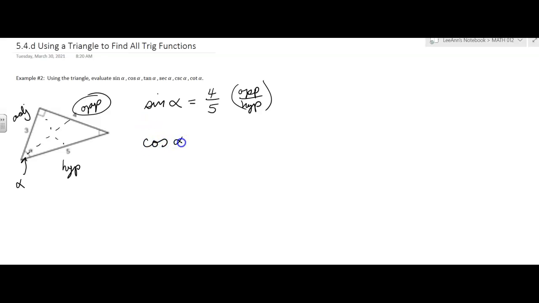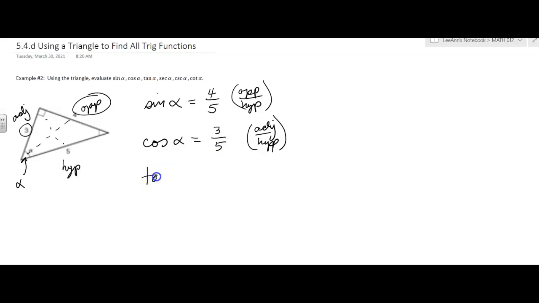Cosine of alpha is equal to adjacent over hypotenuse. So that's what we're remembering. And the adjacent is 3, and the hypotenuse is still 5.